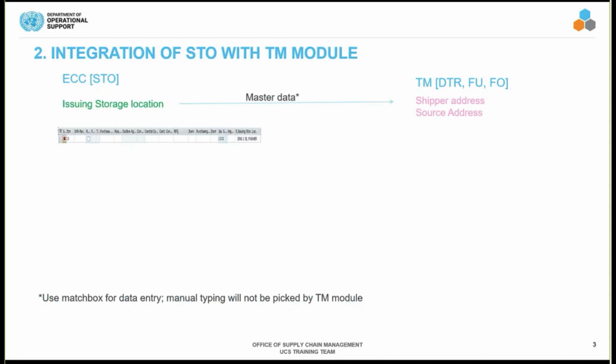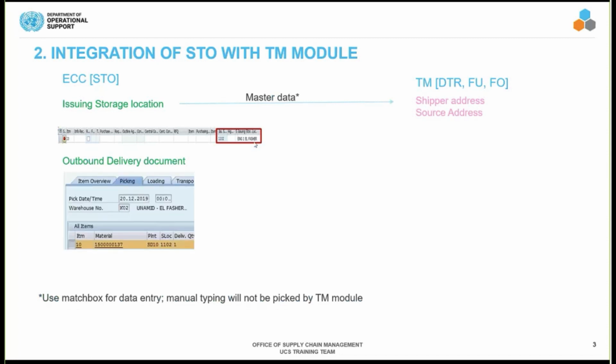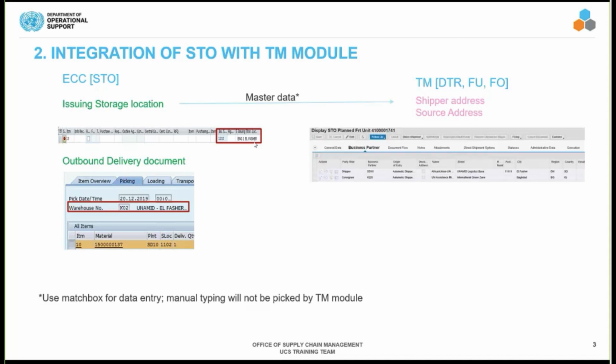This is a screenshot of an example of where to insert the issuing storage location. In this case, the screenshot is Engineering in El Fasher. As I said, do not type, just use the matchbox. The storage location will derive the issuing storage location in the outbound delivery document, and it is actually the outbound delivery document which is going to derive the shipper address in TM.